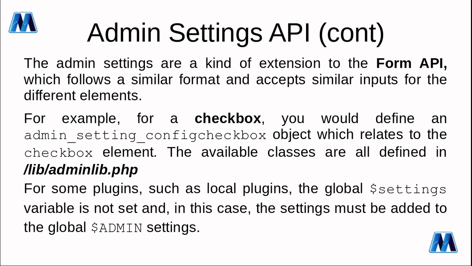So for example, for a checkbox, you would define an admin settings config checkbox object, and you would pass in the same parameters as you would for a checkbox, and that would be your setting. And all the available classes are defined in the adminlib.php file in the lib folder. Now, for some plugins, such as local plugins, the global settings variable is not set. And in that case, the plugin needs to create its settings and add it directly to the global admin tree.